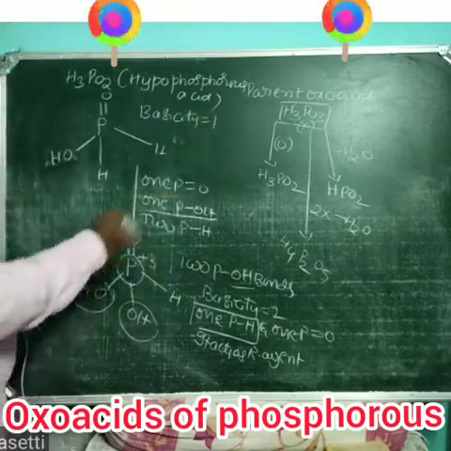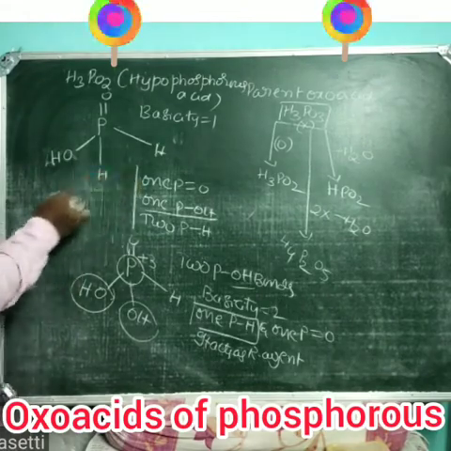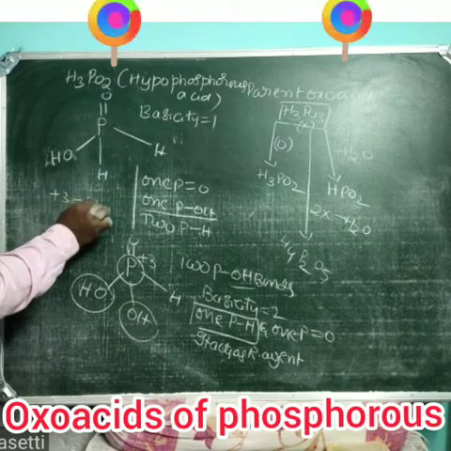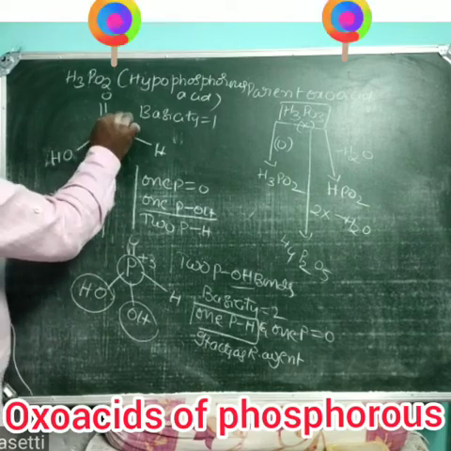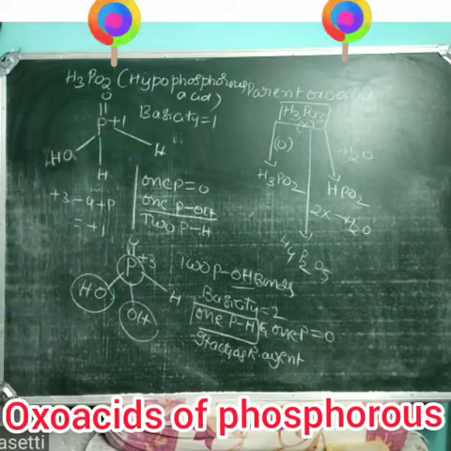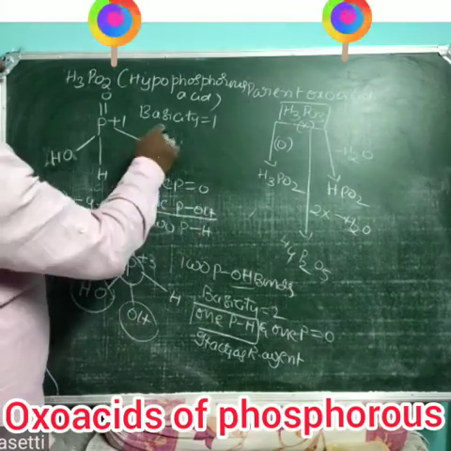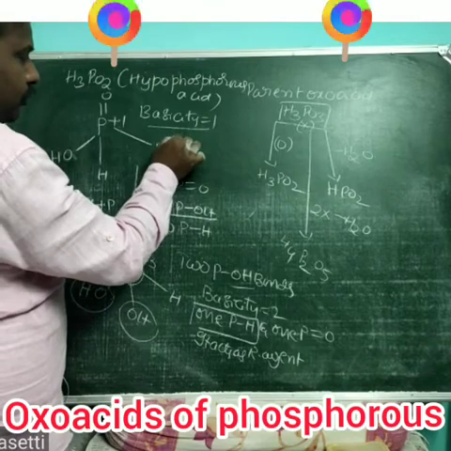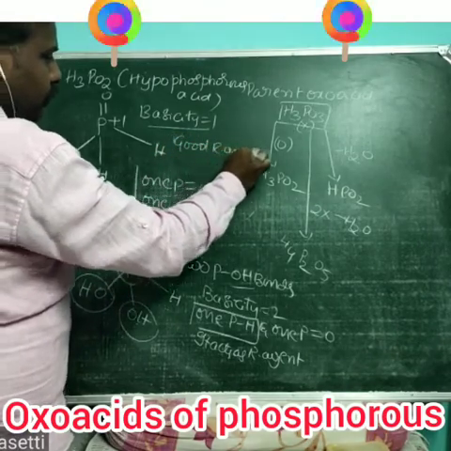Basicity is 1. Next, what is the oxidation state? Here 3 hydrogens are there, plus 3. 2 oxygens, minus 4, plus phosphorus, that becomes equal to plus 1. So the oxidation state of phosphorus is plus 1. And it contains 1 POH, basicity is 1. It contains 2 PH bonds, so it acts as a good reducing agent.